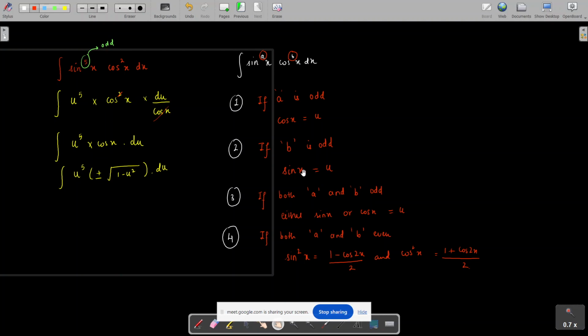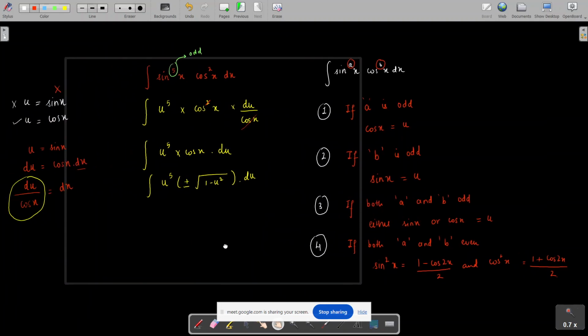In the next class, we will discuss problems on each of these cases. First case, second case, third case. What happens when a is odd? What do we do when b is odd? We'll do one problem for each case.